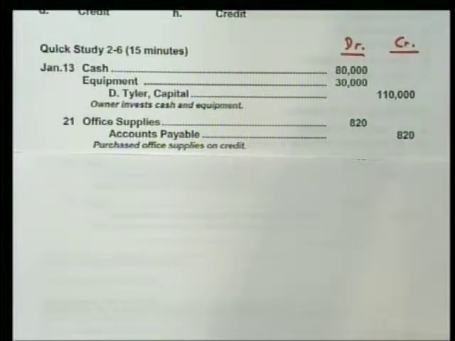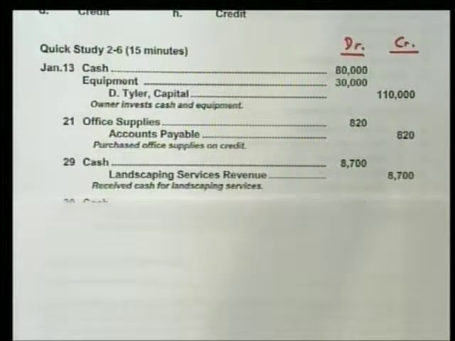Quick Study 2.6, C. On January 29th, Elegant Lawns receives $8,700 cash for performing landscaping services. There is the journal entry there. We debit cash. We credit landscaping service revenue.